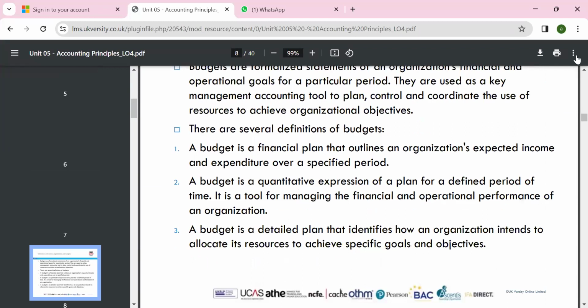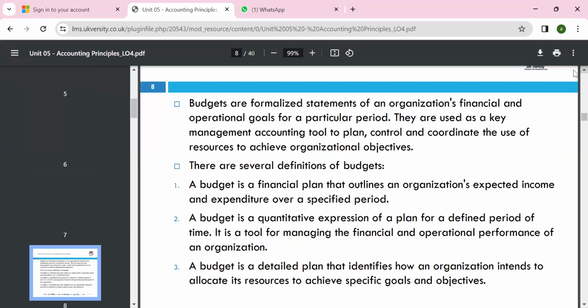We already discussed that a budget is a formalized statement. It helps the organization to achieve its goals. It is a financial plan outlining the expected income and expenditure. A budget is quantitative, meaning numbers. We can say £10, £20, £100, £1,000 for different elements in operational areas. So you can make a marketing budget, an HR budget. These are functional or operational areas in the organization or departments.